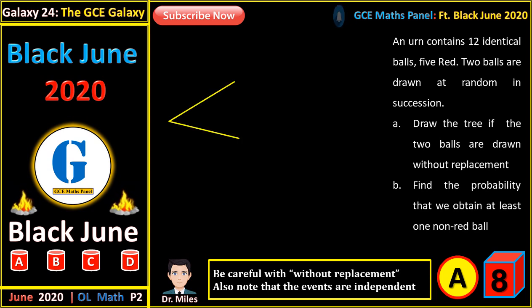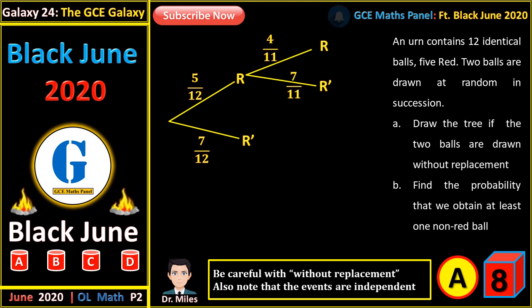So let's draw the tree. We have red and not red. How many red balls? 5 on 12, not red, 7 on 12. This is for the first draw. For the second draw, the number of balls must reduce by 1 because it's without replacement. So we'll have red and not red. One, if the first ball was red, it means you are left with 4 red balls now on 11. And you have not removed any non-red balls, so you are still left with the normal 7.